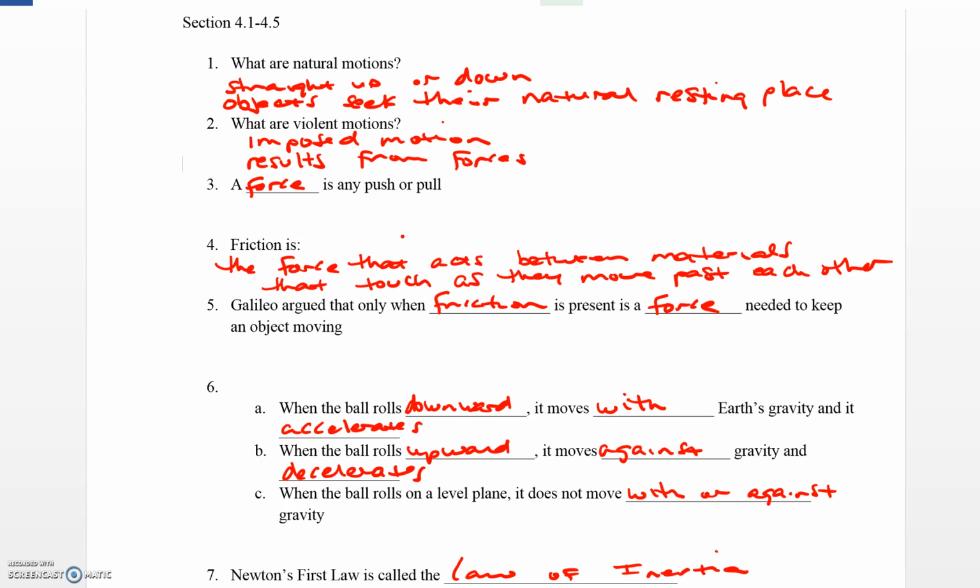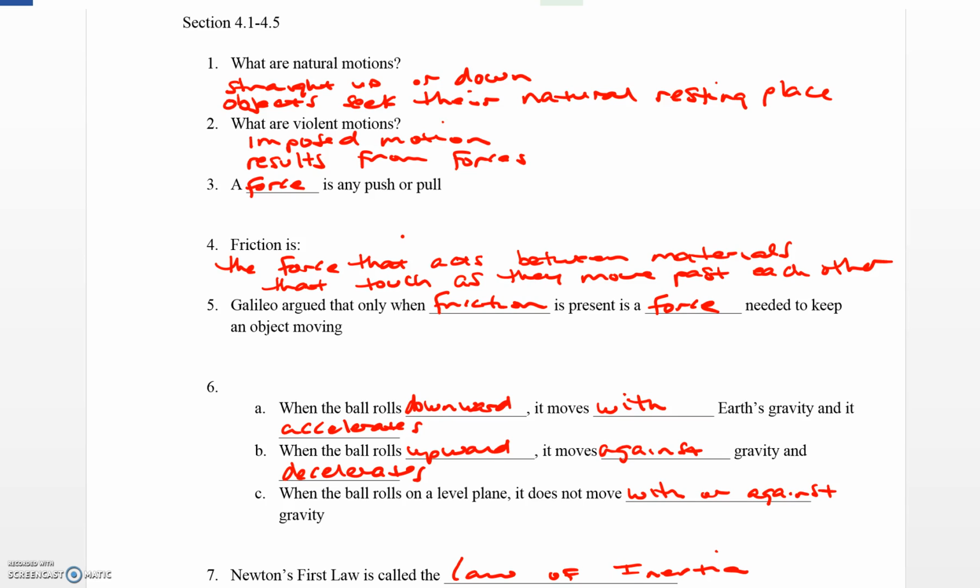So the first question talked about what natural motions are. Natural motions are basically up and down motions that objects go through trying to seek their natural resting place. The other type of motion that's mentioned in the section are violent motions. And violent motions are motions which are imposed on an object, and they are the result of some kind of force acting on that object.